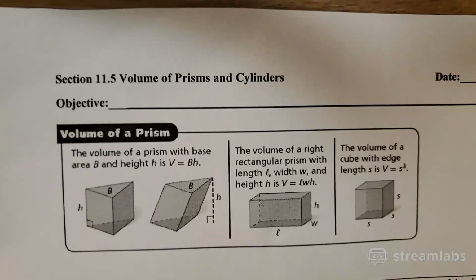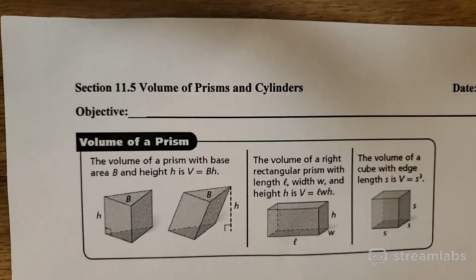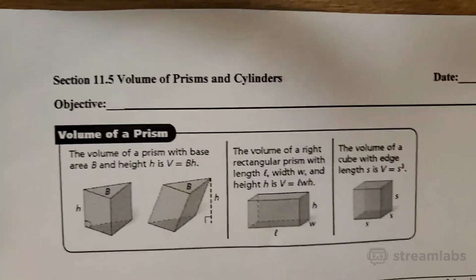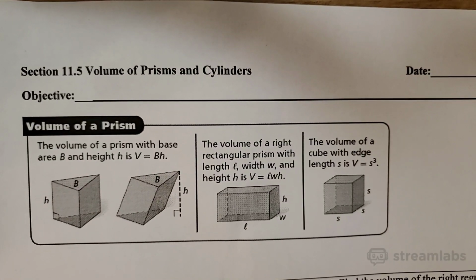Today we're going to talk about, this is actually going to be blended between 11.5 and 11.6. So we're going to basically talk about prisms and cylinders, and then we're going to talk about pyramids and cones. They're very similar, so I figured I'm going to talk about them together. The homework assigned is only on 11.5. Next week it's only going to be on 11.6.